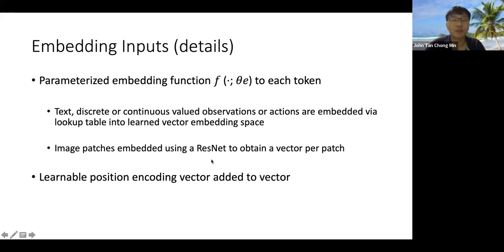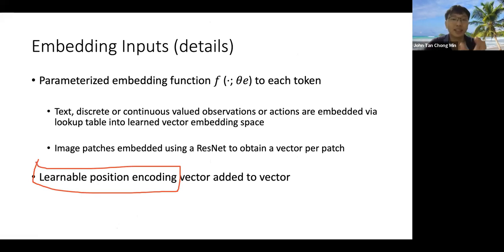So this is using some form of technique that is very similar to vision transformers. Other than that, we still have another embedding here called learnable position encoding. Based on that position, you add some vector to let the network know, okay, this is position 1, this is position 2, this is position 3, and so on.